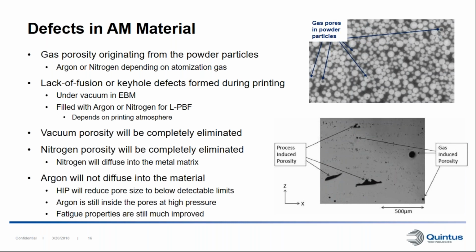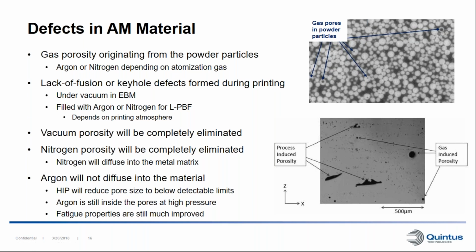So we can have gas porosity originating from the powder particles itself. They are created pretty much when the powder is atomized. We see some examples up here. These are cross-sections of powder particles. Here, for example, we can see a particle with a gas pore inside that was formed during the atomization.